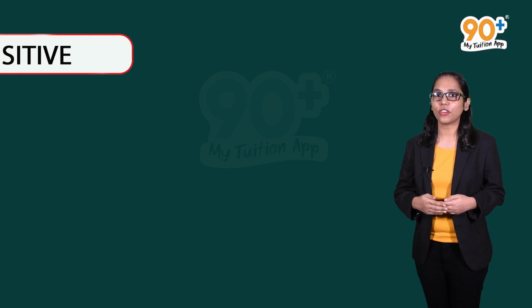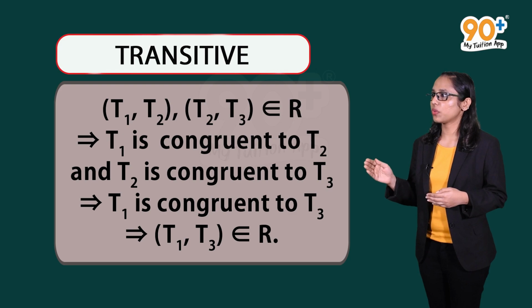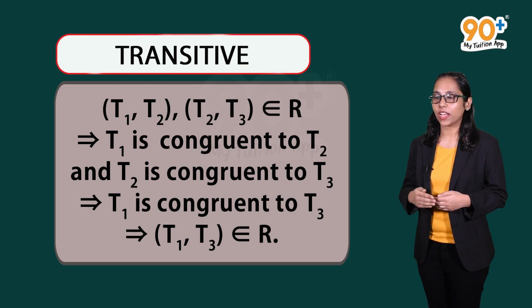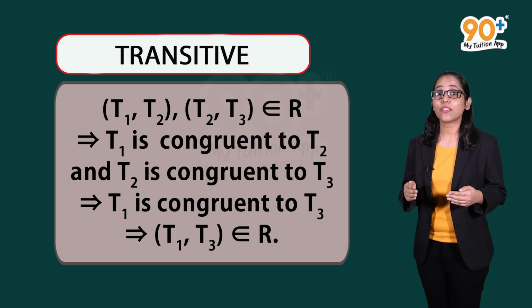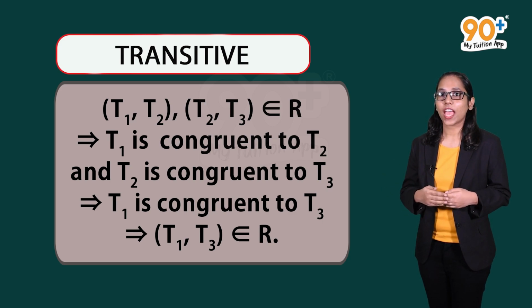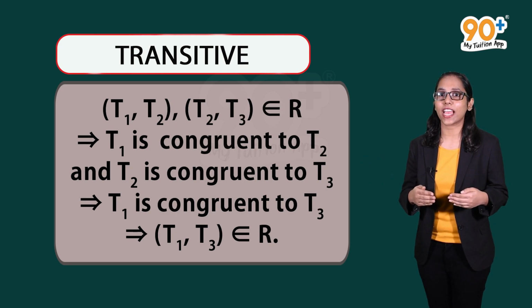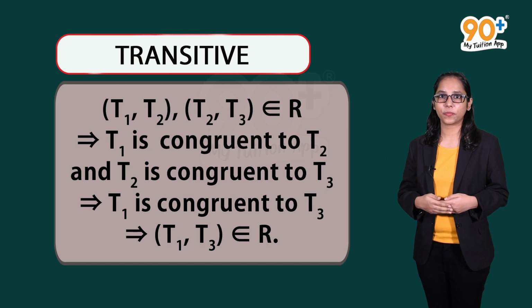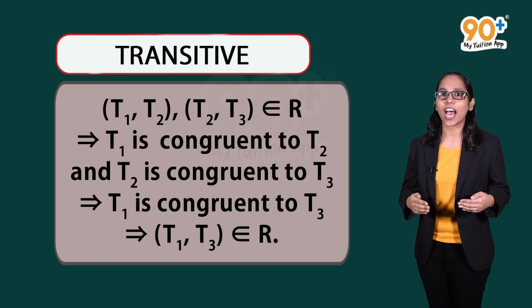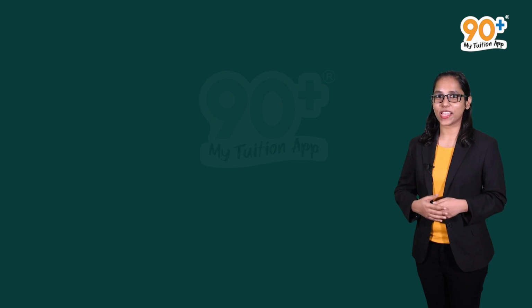Now let's check for transitivity. Let the ordered pair (T1, T2) be an element of R and the ordered pair (T2, T3) be an element of R, that is T1 is congruent to T2 and also T2 is congruent to T3, which means that the ordered pair (T1, T3) is an element of R. Hence we have proved that R is transitive. Hence the relation R is an equivalence relation. Moving on to the next question.